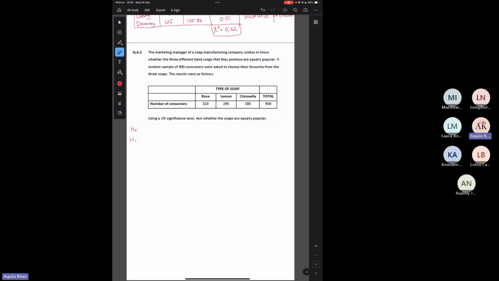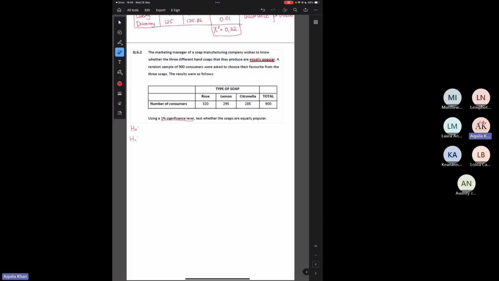So it says to you, the marketing manager of a soap manufacturing company wishes to know whether the 3 different hand soaps that they produce are equally popular. Please make note of that because we will come back to that just now. A random sample of 900 consumers were asked to choose their favorite from the 3 soaps, and the results were shown as follows. So you have the type of soaps, rose, lemon, and citronella, and then they say to you, using a 1% significance level, test whether the soaps are equally popular.